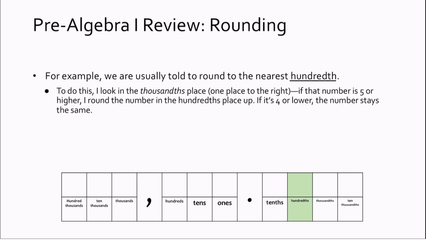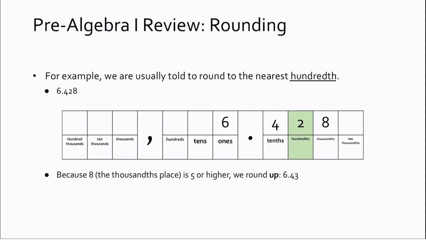We're usually told to round to the nearest hundredth, or 2 decimal places. And to do this, we look at the thousandths place. If that number is 5 or higher, I round this hundredths place up. If it's 4 or lower, it stays the same. So what I'm saying is my answer is going to stop here after the hundredths place. But I have to look to the thousandths place to see what's going to happen with my hundredths place.